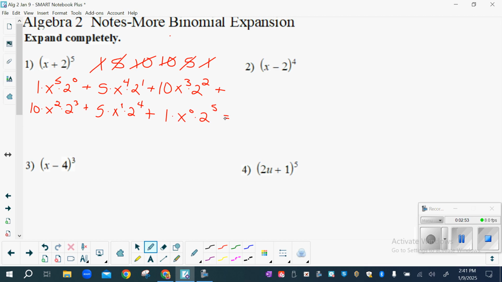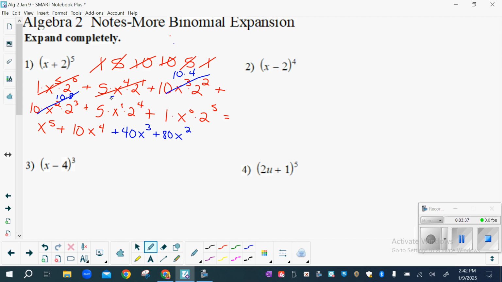So now simplifying. What's my first term simplified to? x to the 5th. So if you want, you can cross that out. And then what's the second term simplified? 10 x to the 4th. And this one's going to be 10 times 4, if I simplify that 2 squared. So that's going to be 40 x to the 3rd. Making sense so far? And then 10 times 8, or 80 x squared.